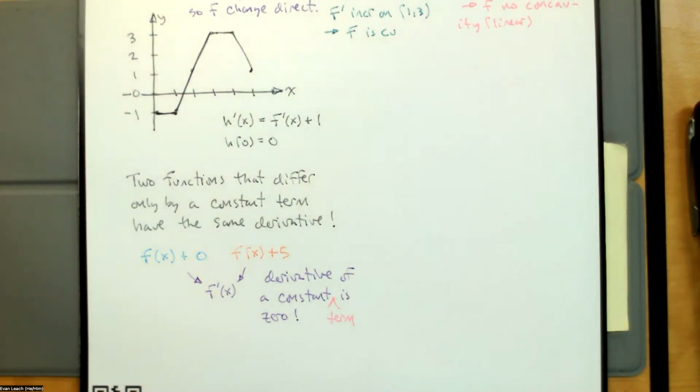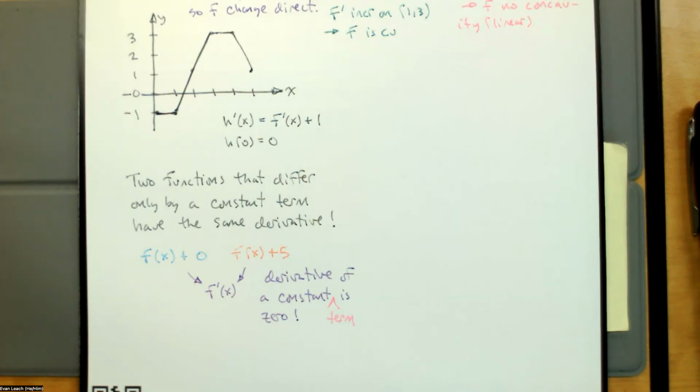The derivative of a constant term is 0. Later on, when we're advanced calculus students, we'll say the derivative of a constant is 0, and we'll know what we're talking about. But right now, we're pretty new. So I want to make sure we distinguish between a constant term and a constant factor. The derivative of a constant term is 0.